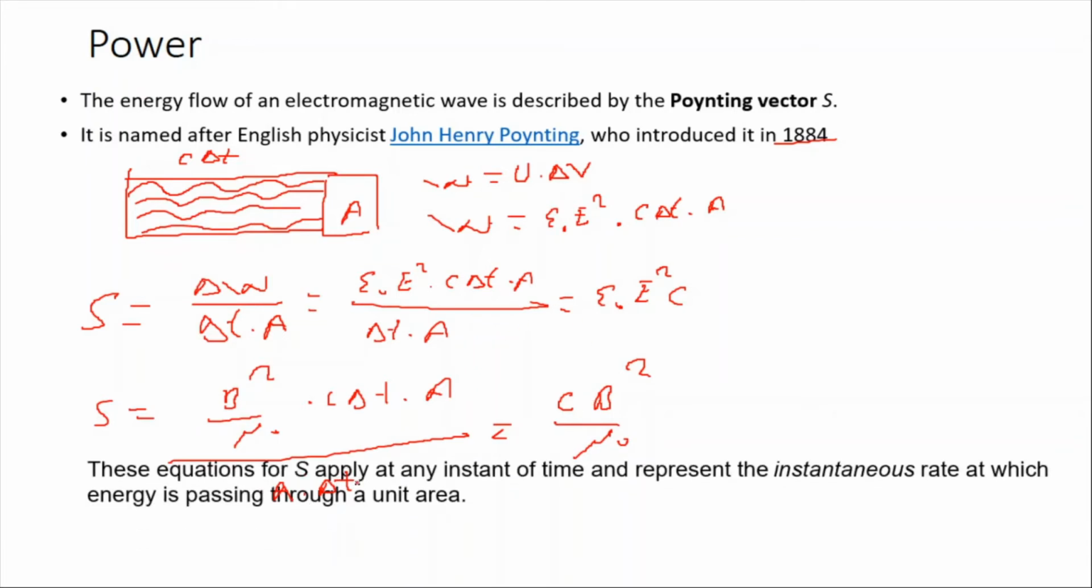These equations for S apply at any instant of time and represent the instantaneous rate at which energy is passing through a unit area. The SI unit for the Poynting vector, the power delivered to the surface, is joules per second meter squared, or watt per meter squared. Let's look at the intensity.